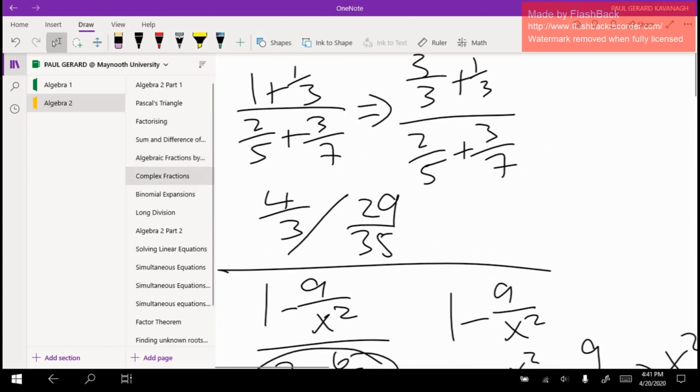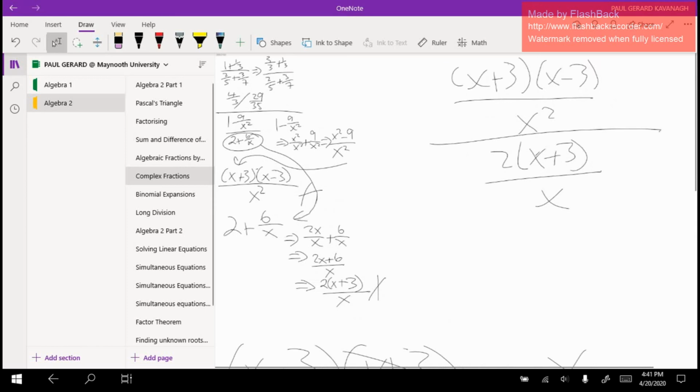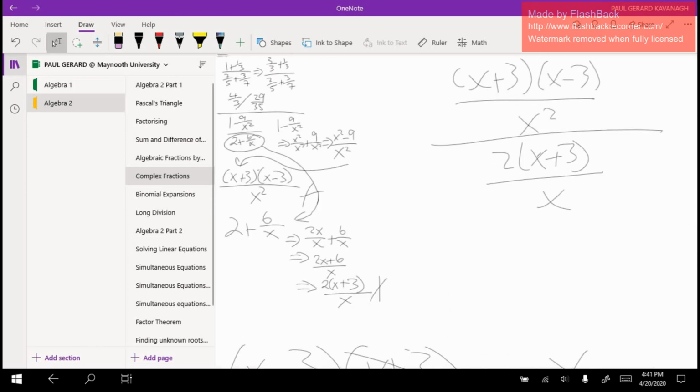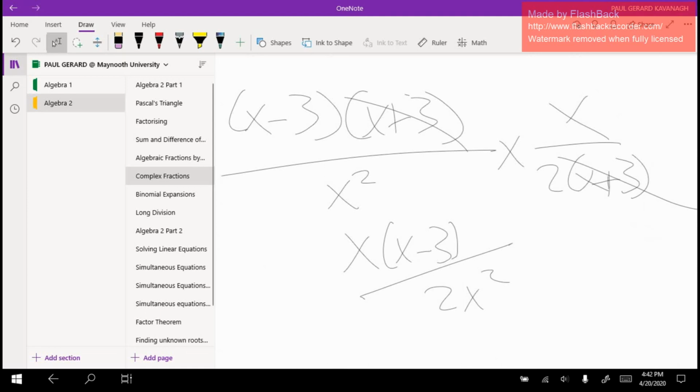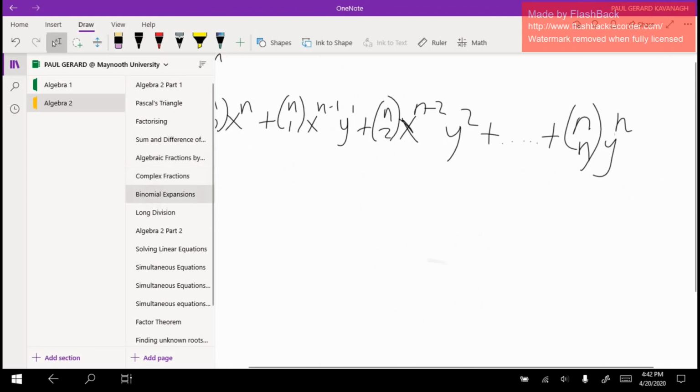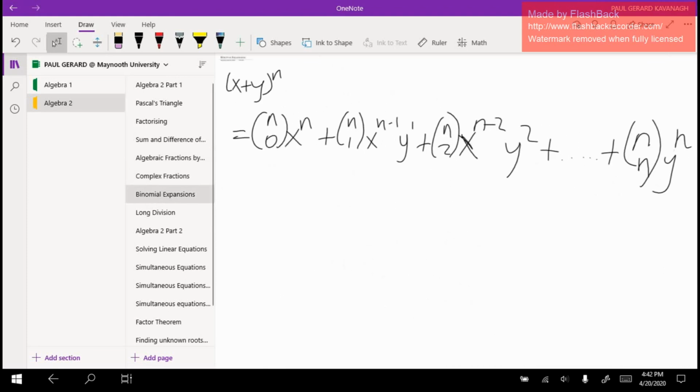Then algebraic fractions by division, and this was a lot to write. You take each one apart and see if you can factorize what you can, put it back in its form, and with the denominator invert it and have them as multiplying fractions, and that brings it back to what we looked at before. But expansions, it's basically the Pascal's triangle without drawing the triangle, and how you write it is basically in this form here. Remember that.